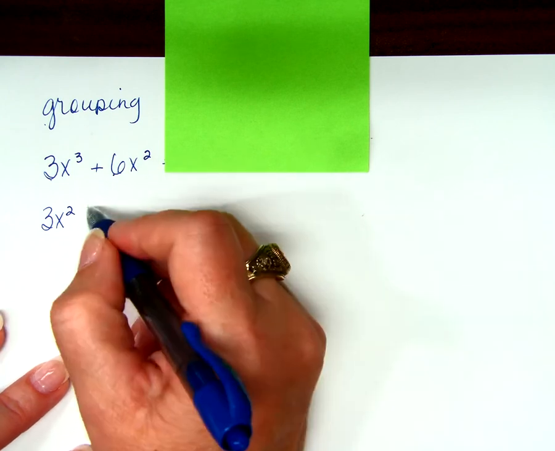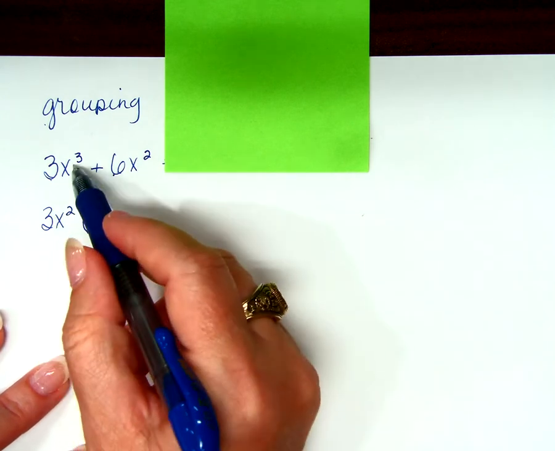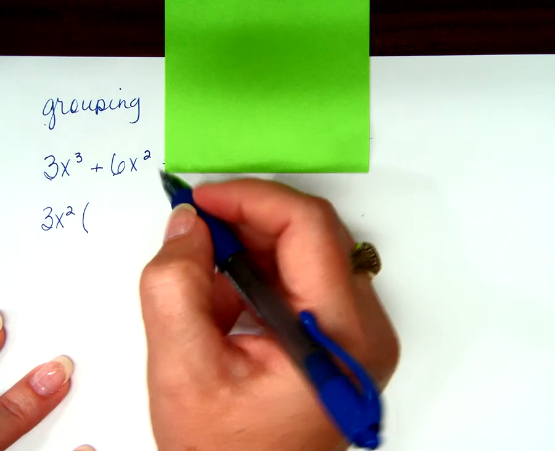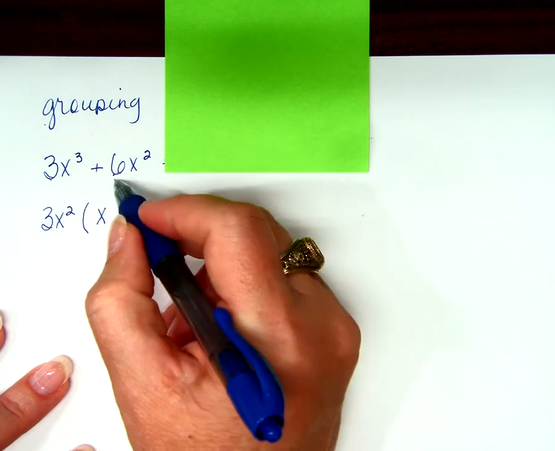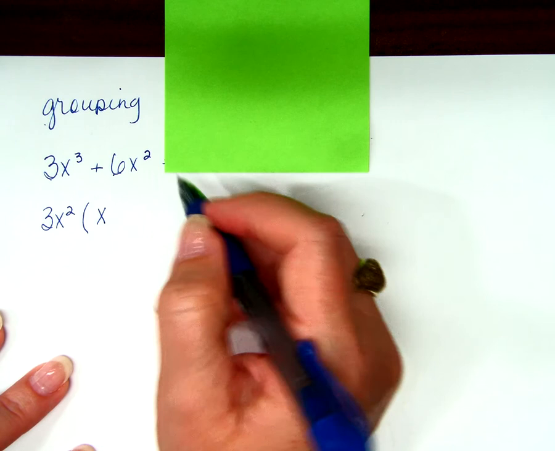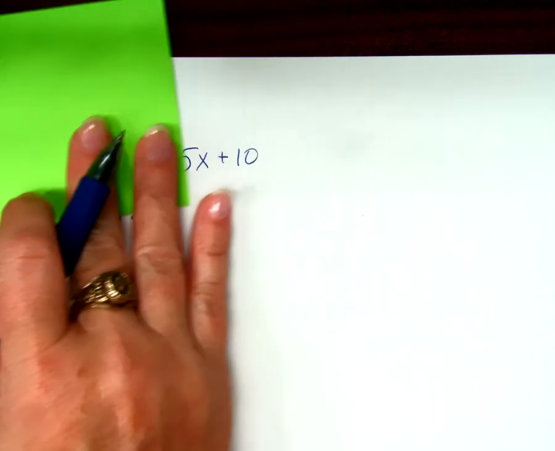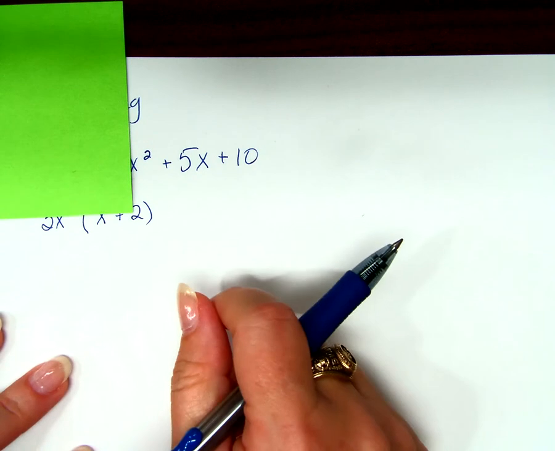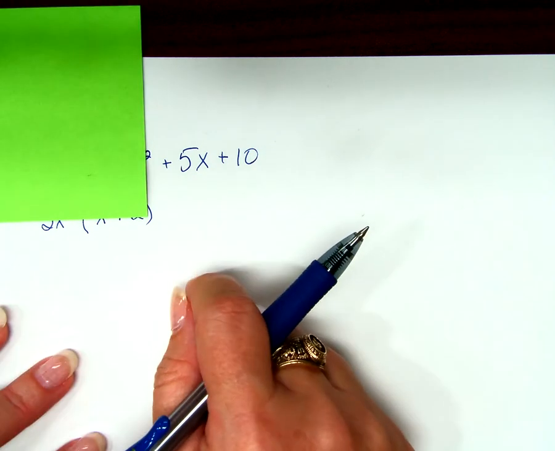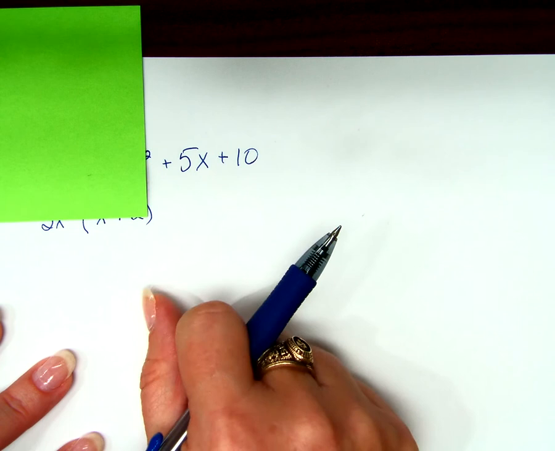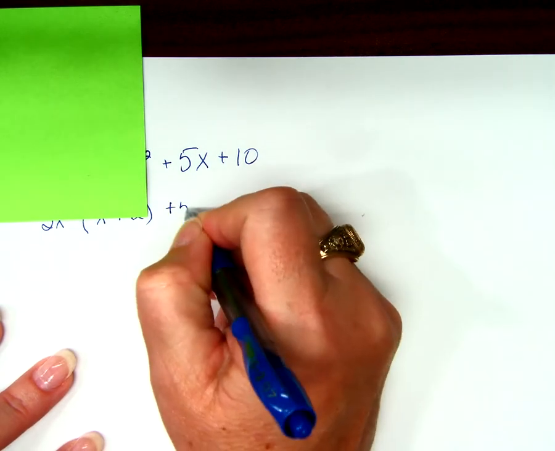Yes. Okay? So if I factor out a 3x squared, what's left from this term? x. If I factor out a 3x squared from this term, what's left? Plus 2. Once I have that, I ignore that for a second, and I just look at the last 2 terms. What do these 2 terms have in common? 5. So if I factor out a 5, what's left?